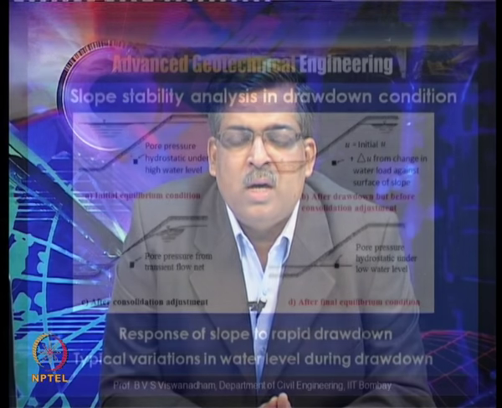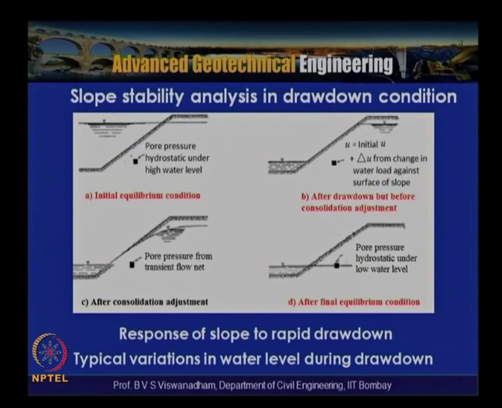In this slide, a slope stability analysis in drawdown condition, or the response of a slope to drawdown, is shown. The first figure shows the pore water pressure under hydrostatic conditions at high water level. That means this is the initial equilibrium condition. With the drawdown, the water level has dropped at a certain rate, but before any consolidation adjustments, the pore water pressure at this point is the initial u, the hydrostatic water condition, plus delta u from the change in the water load against the surface of the slope. So there is an increase: initial u plus delta u.